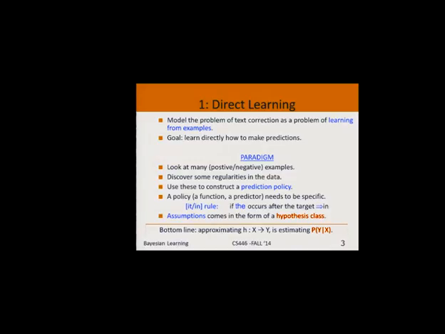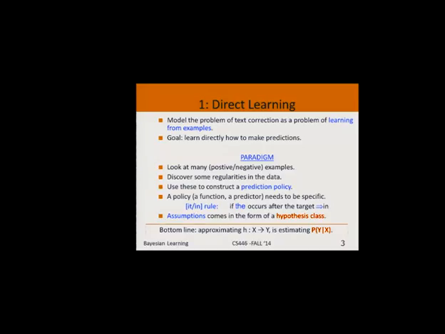So in direct learning, let's take the case that we've seen several times during the semester, text correction. We look at an example, and we want to know, is this text correct, or should we change it, correct a spelling mistake. For example, given a sentence, do we want to change it or in to in, and so on. The paradigm that we've adopted so far is we look at many examples, discover some regularities in the data, and use this to construct a prediction policy, some hypothesis. This is a function that is really specific. It looks at features in the input, in X, and says, well, if you see a word D just after the target word, change the target word to in.